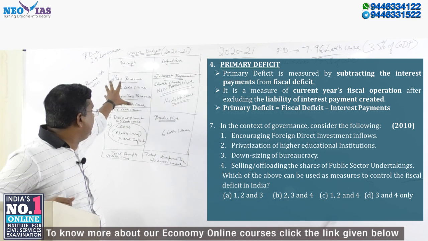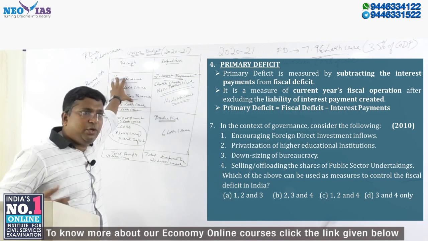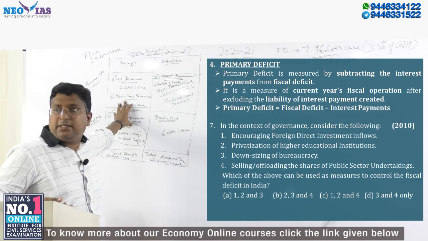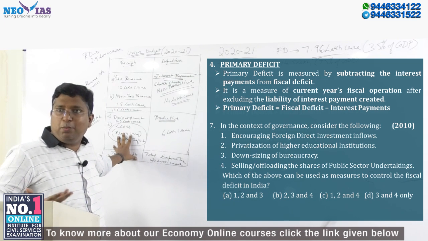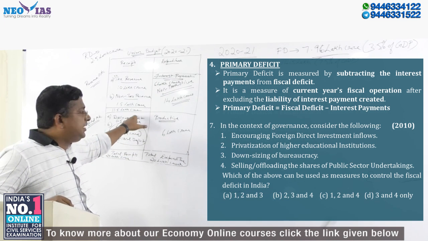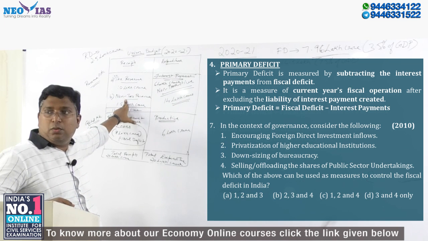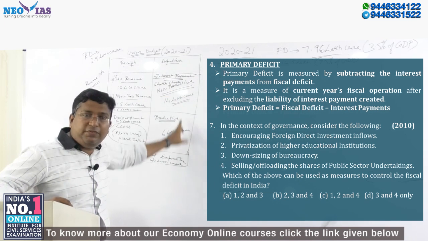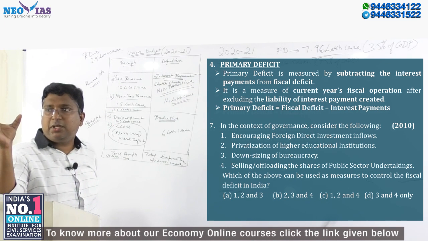Then another thing is increasing revenue receipts: tax, non-tax revenue, capital receipts, etc. But if you borrow more, problem. Borrowing more means the deficit is increasing. So either by increasing disinvestment, or increasing the non-tax revenue, or increasing the tax revenue, or decreasing any of the expenditure, we can control the fiscal deficit. Is this concept clear to you?